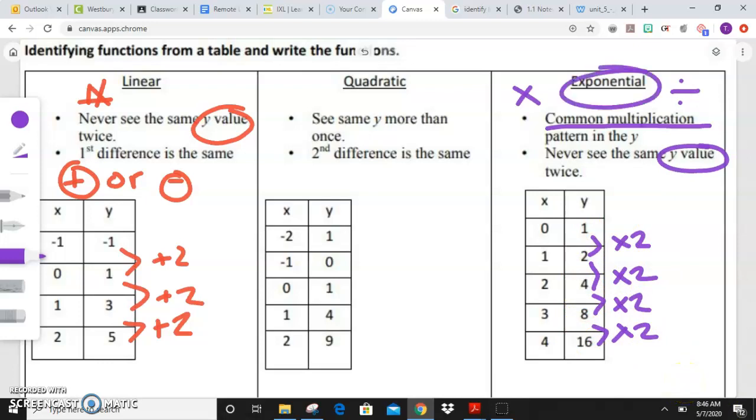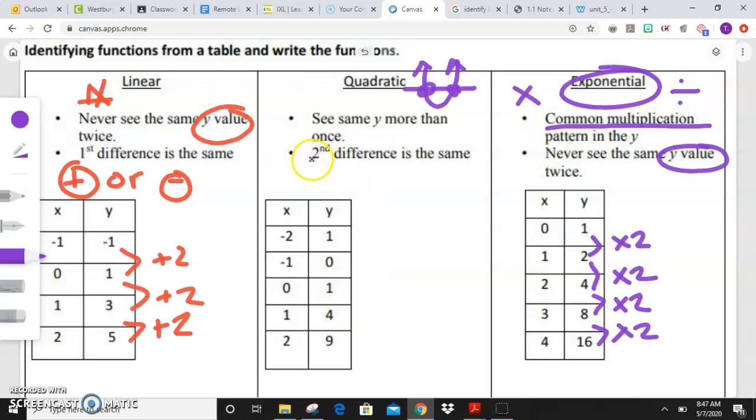Our last one is quadratic. Now, you can see the same number more than once when we're looking at the y. Remember, a quadratic looks like a parabola. So when it's saying the same y, yes, there could be two points that are the same, and that's okay when it comes to the graph. That's why we say you can see the same y more than once. And if you notice here, there is a +1 here, and there's also a +1 here.